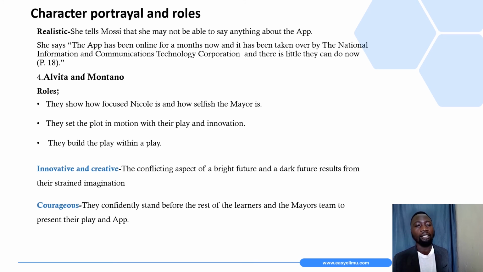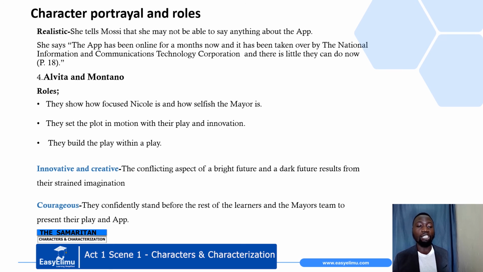So some of the characteristics they portray is that they are innovative and creative. That is the conflicting aspect of a bright future and a dark future resulting from their strained imagination. So remember the whole thing to do with the next 50 years to come was all about imagination. So they are innovative. So they are also courageous. They confidently stand before the rest of the learners and the mayor's team to present their play and the application.